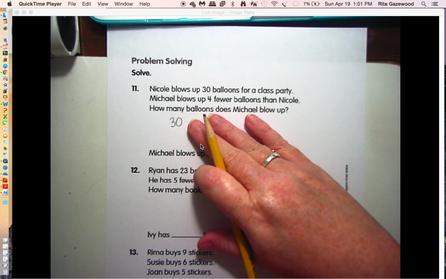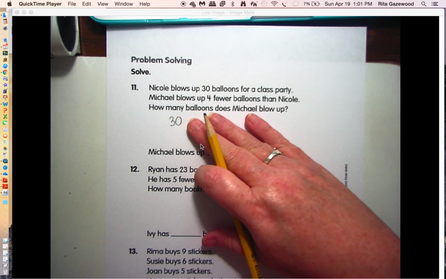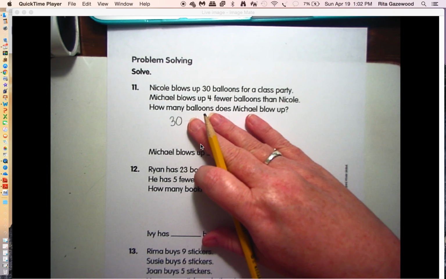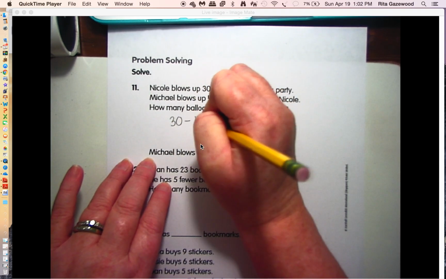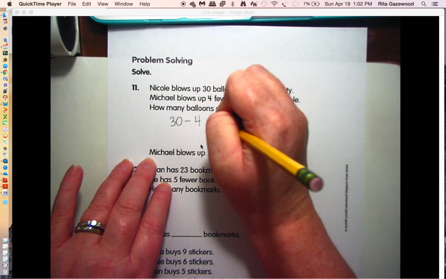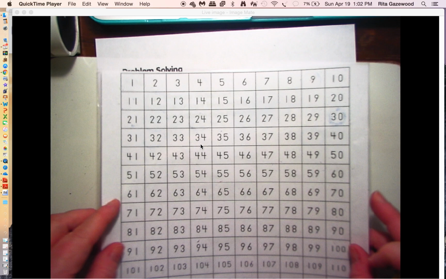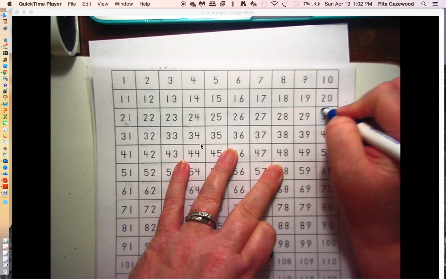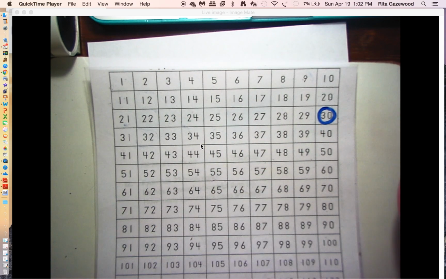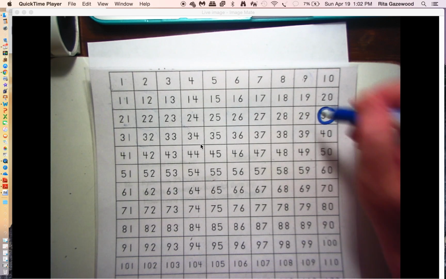So fewer, what does fewer mean? That's right, it means less. So if something is less, are we going to add or subtract? That's right, we're going to subtract. So 30 minus 4 equals, now taking away 4 is not that much, so we're going to use our counting back strategy. So first we have to start with our 30, because Nicole blew up 30 and Michael blew up 4 fewer. So we're going to count back 4.